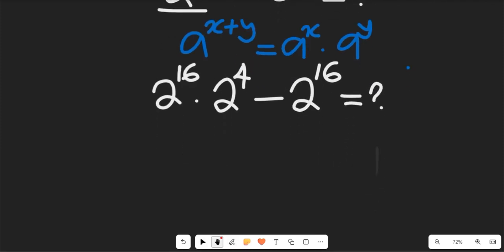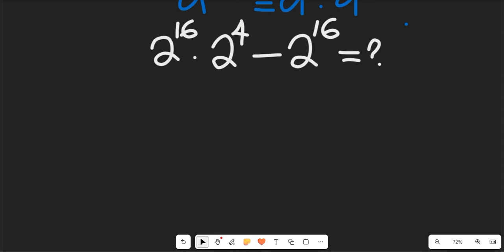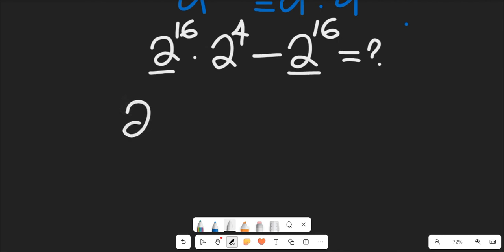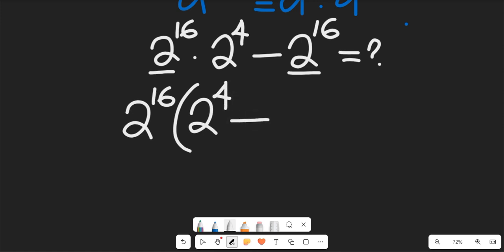Now let's find out. Given this whole expression, I can simplify it because we have one common term, 2 to the power of 16 and 2 to the power of 16. So I'll bring out 2 to the power of 16, and 2 to the power of 16 multiplied by 2 to the power of 4. 2 to the power of 16 will cancel out 2 to the power of 16. I'll be left with 2 to the power of 4 minus 2 to the power of 16 divided by 2 to the power of 16. That will be 1, and this will give me what?